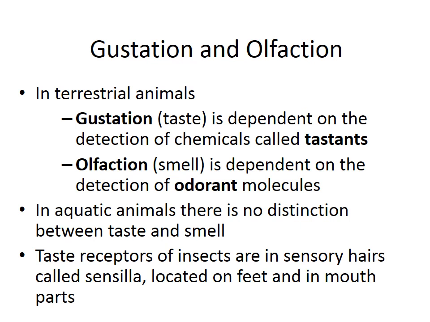On to the next senses, gustation and olfaction. So, in terrestrial animals, gustation, which is taste, is dependent on the detection of chemicals called tastants. Olfaction, which is smell, is dependent on the detection of odorant molecules. In aquatic animals, there is no distinction between taste and smell because they can't really smell because they're already in water. Taste receptors of insects are in sensory hairs called sensilla, located on feet and in mouth parts, so they taste with their feet.